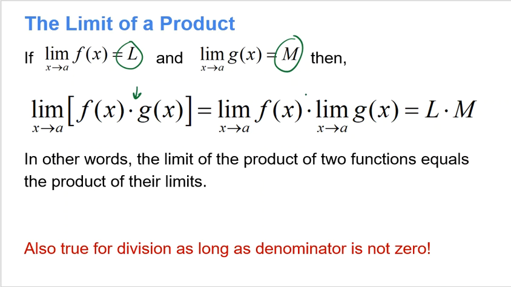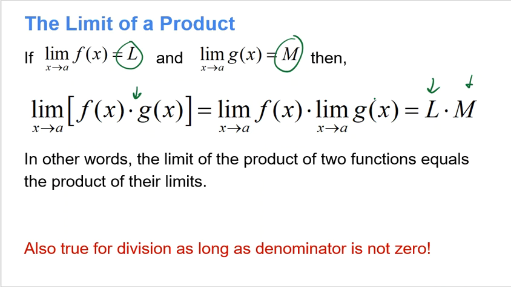We could do the limit of f times the limit of g. Well, that would just be L times m. So again, it's kind of confusing to write it down, to actually see it generically. It kind of just looks weird. But in other words, it's really simple. It just says the limit of a product of two functions equals the product of their limits.